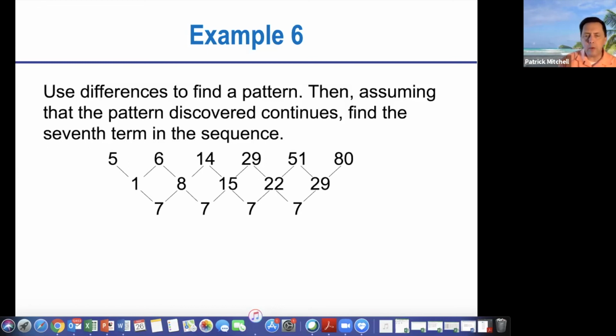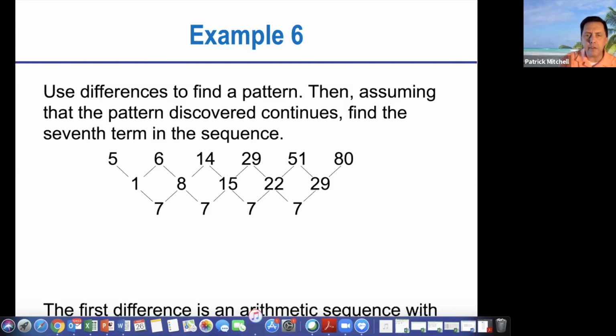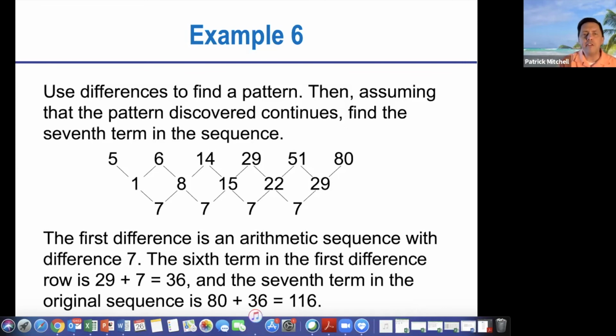Let me bring this paragraph up, and then I'm going to switch over to my tablet because I think that you might follow that a little bit easier than this written explanation. The first difference, meaning the 1, 8, 15, 22, 29, is an arithmetic sequence with difference 7. The 6th term in the first difference, this number that would be here if we continued it, would be 36, which is 7 more than 29. And the 7th term in the original sequence would be 80 plus 36, which is 116.